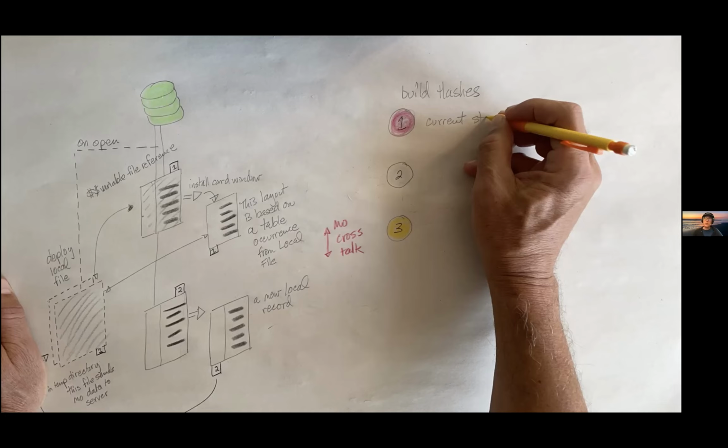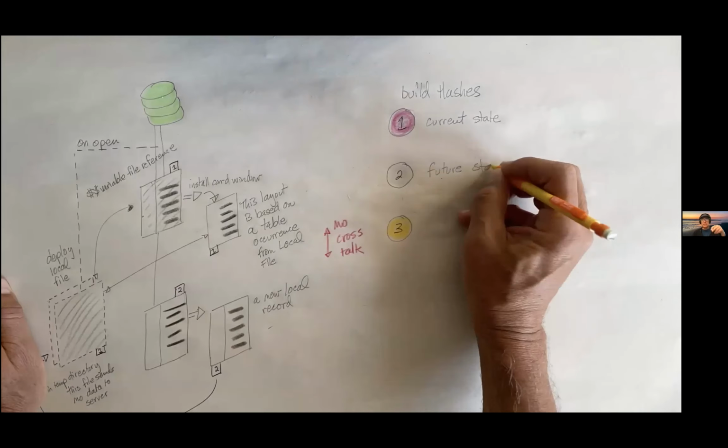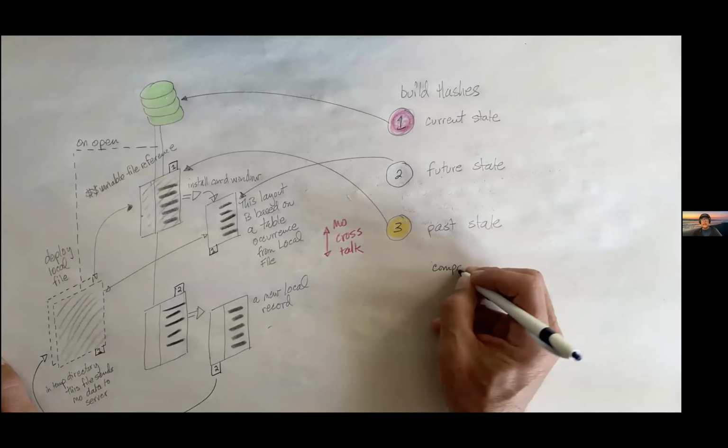In some examples in the past, people have used get record modification count, and we found that that's not really a good thing to use. Rather, what we do is we build different hashes: we have the current state hash, the future state hash, and the past state hash. Current state is what is on the server at the time that you submit your data to be transacted. Future state is what you're modifying right now in your card window, in your local file. And past state is what the data was in the record when you pulled it into your local record.